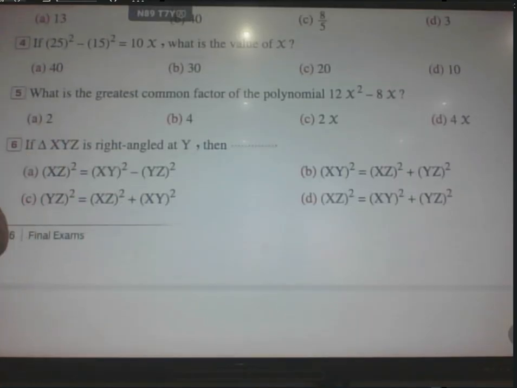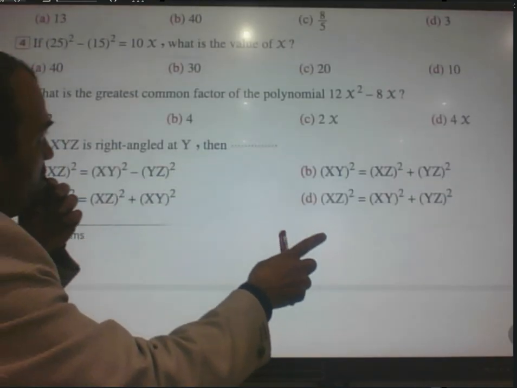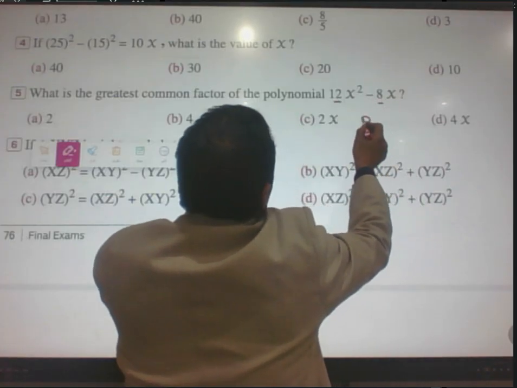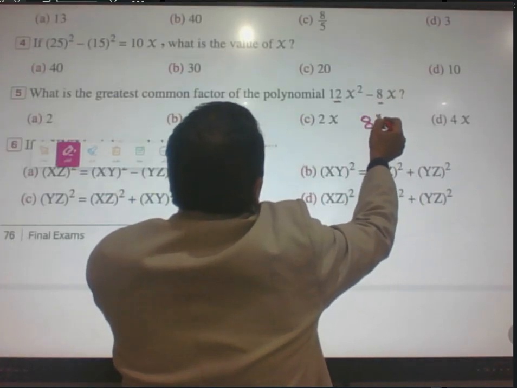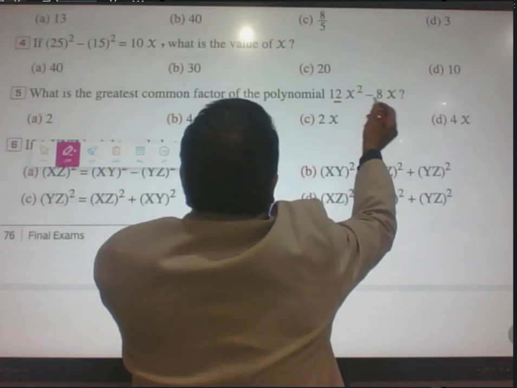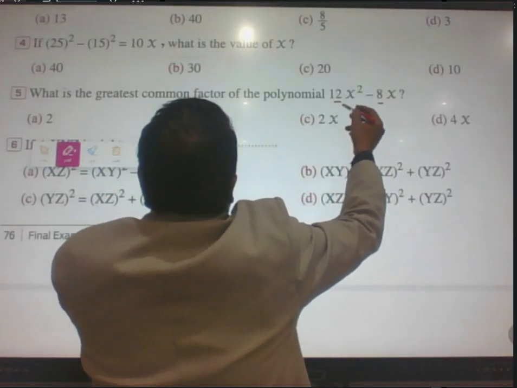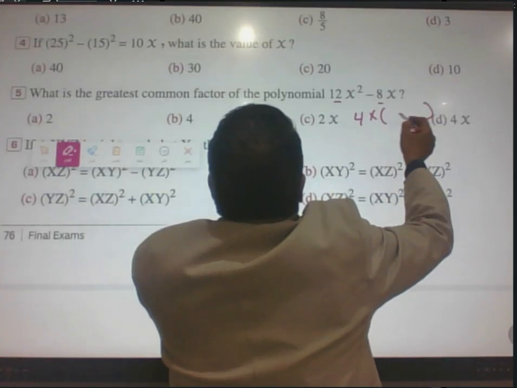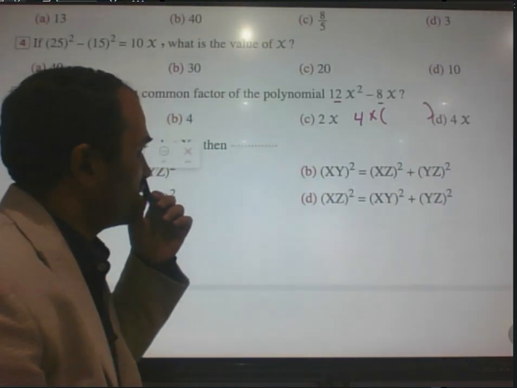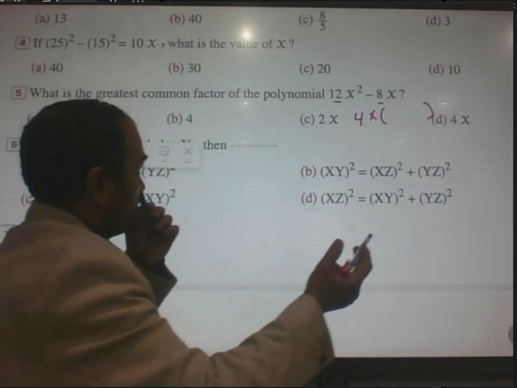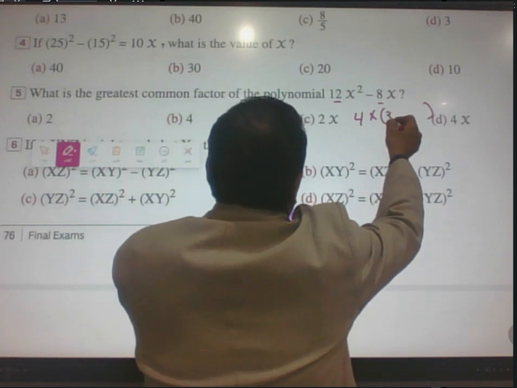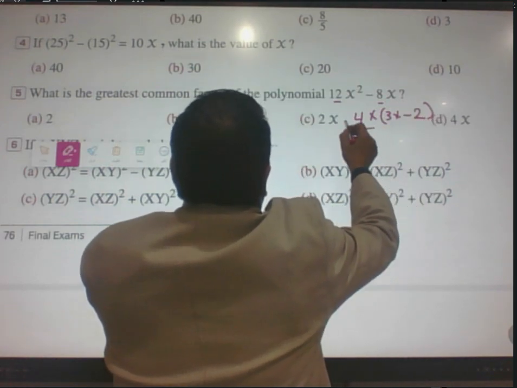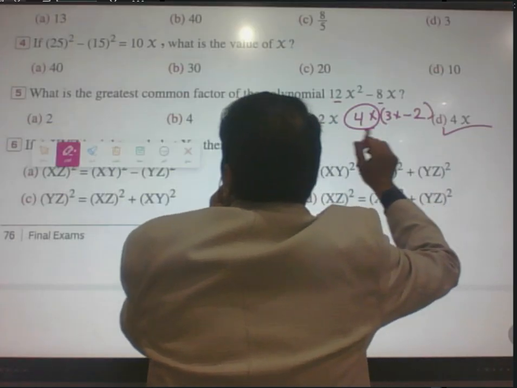Next question here, number 5. What is the greatest common factor of the polynomial 12x power 2 subtract 8x? 12 and 8 can divide by 4. X power 2 can divide by x. Then we have 4x as the common factor, and then we can complete. If you want to complete, write 12 x power 2 divided by 4x equals 3x, and 8x divided by 4x equal 2. Then we have 4x is the greatest common factor.